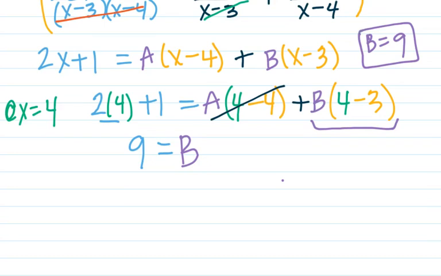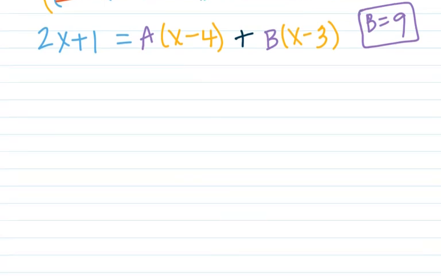And now we're going to do the same thing so that we can solve for a. So this time I ask myself, what number can I plug in for x that will eliminate this b term? Well, I see right now that if I plug in 3 here, 3 minus 3, that's going to give me 0. So this time to solve for a, I'm going to say that x is equal to 3.